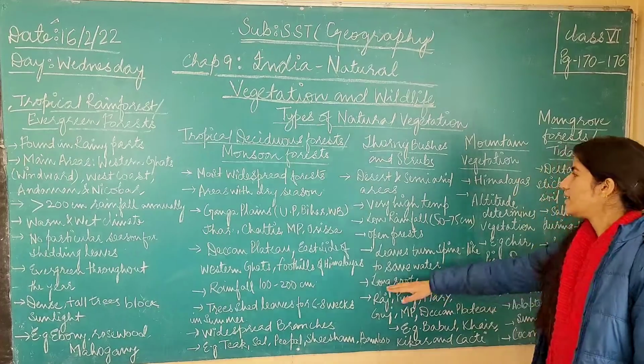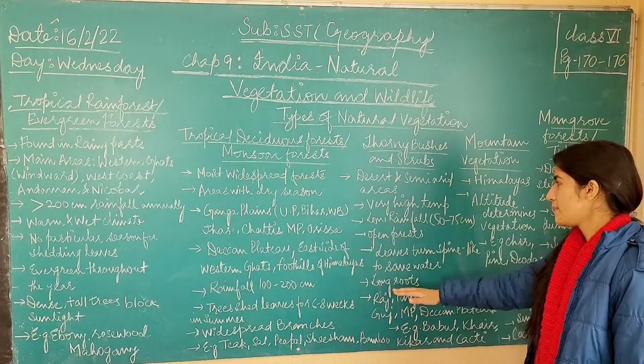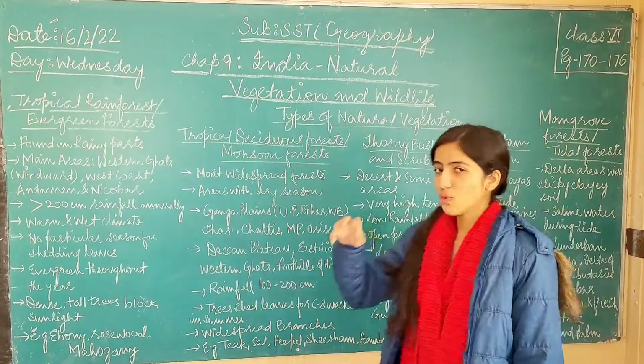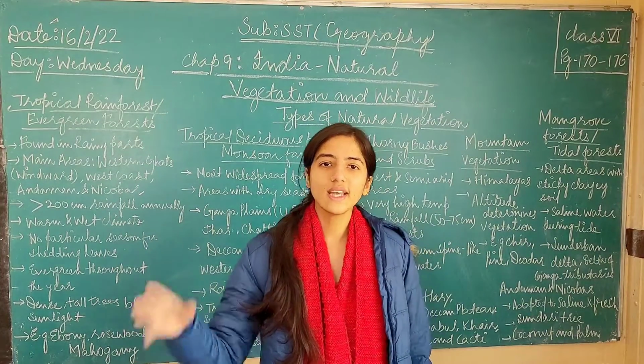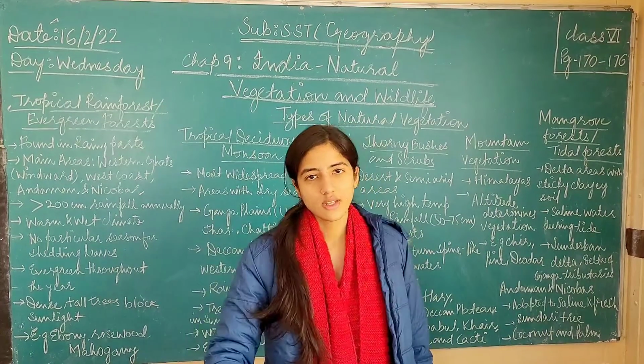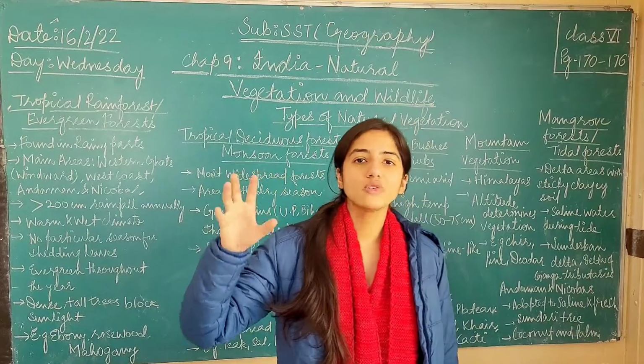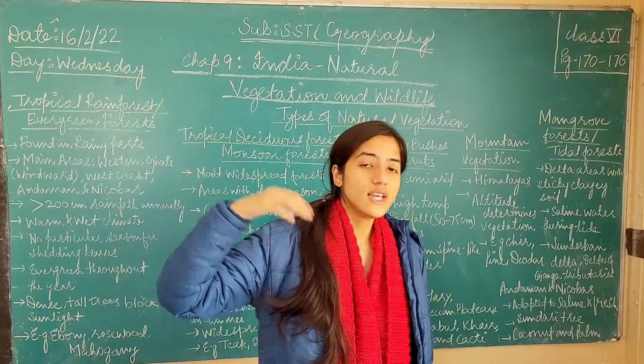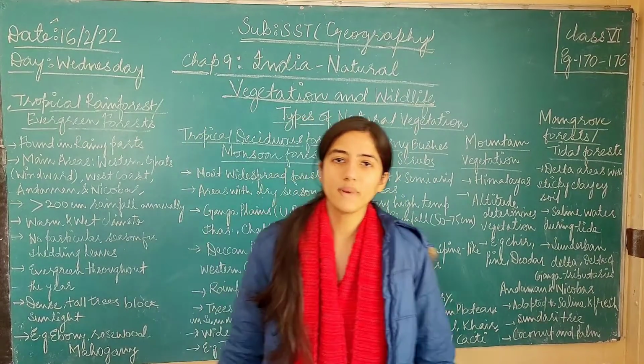Then see the next point. These plants also have long roots. These plants have long roots so that the roots can reach deep into the ground and they can get water from the underground water levels. Right? These trees or plants also have very long roots so that they can reach deep inside the ground to get water for the plant.